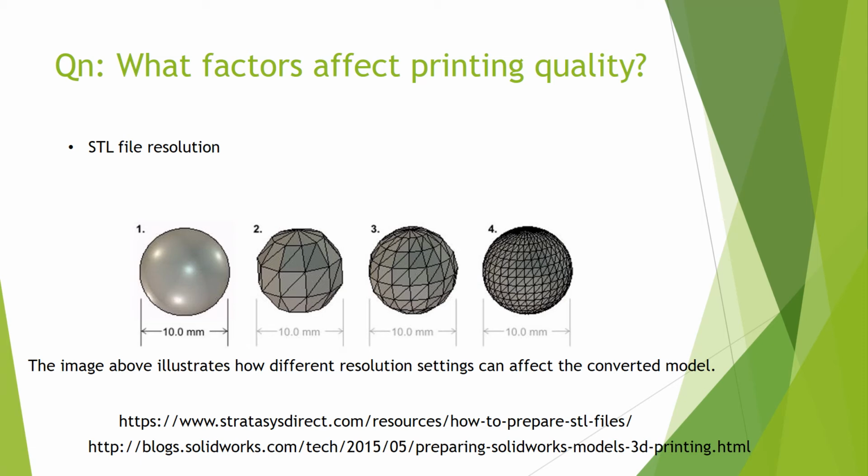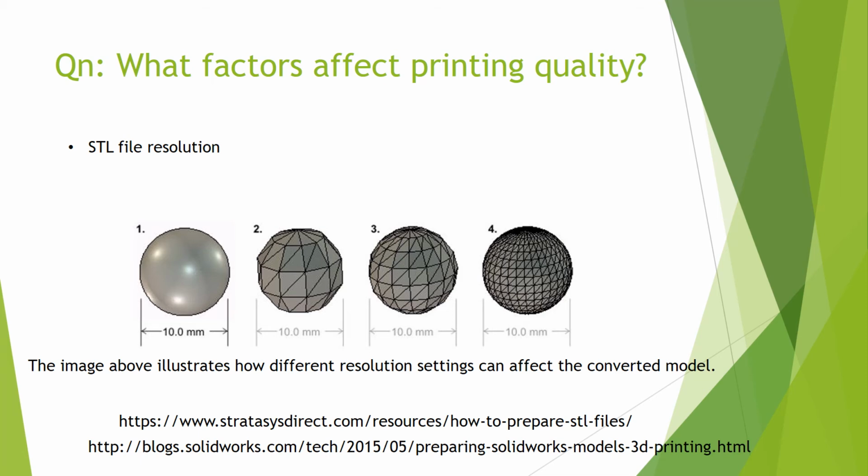So you can see here that picture number 1 is your 3D model, and picture number 2 is a very low resolution .stl file. Picture number 3 is a higher resolution .stl file, and picture number 4 is the best resolution .stl file. So as you increase the resolution, you'll visibly see the part quality getting better. If the number of triangles is very small, then you'll see a faceted kind of model being printed out.